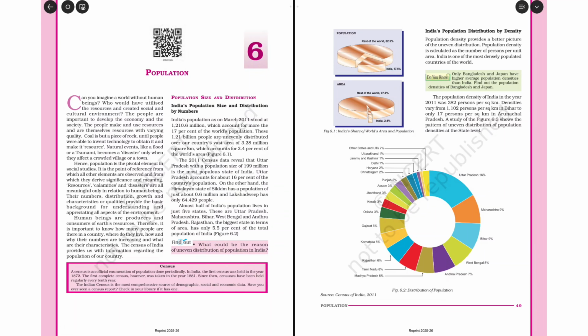A census is an official enumeration of population done periodically. In India, the first census was held in the year 1872. The first complete census, however, was taken in the year 1881. Since then, censuses have been held regularly every 10th year. The Indian census is the most comprehensive source of demographic, social, and economic data. Have you ever seen a census report? Check in your library if it has one.